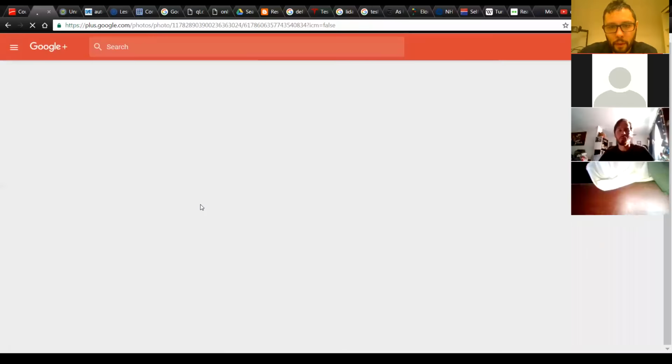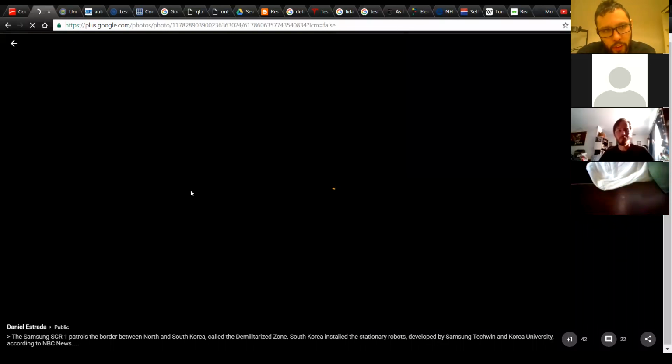The issue here is humans in the control loop. Are there humans in the control loop? So just a couple of cases to consider. This first one, I might have shown this before. This is the Samsung SGR-1. As soon as it loads. The SGR-1 is an automated turret. It's built by Samsung, the same Samsung that built your phone. Samsung is a South Korean company.